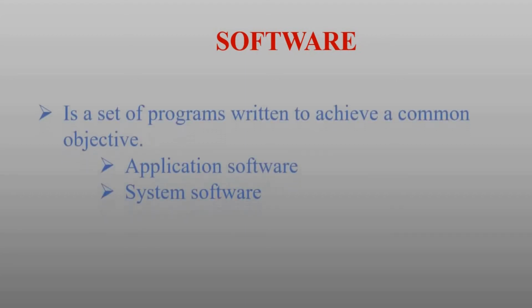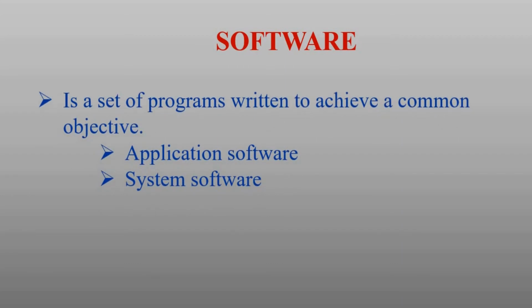Software is nothing but a set of programs written to accomplish a common task. For example, software can be classified into application and system software. Let's explore what application software and system software are. Application software is a customized program that enables you to perform a specific task. For example, Microsoft Office can be application software.